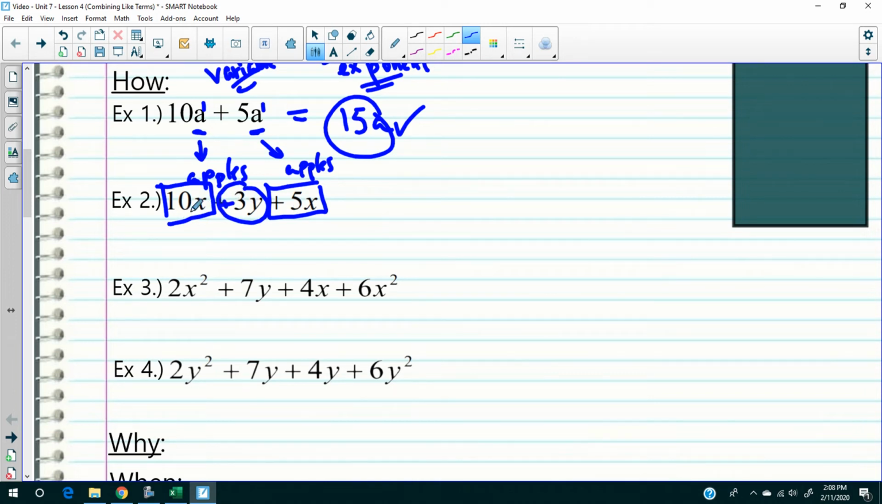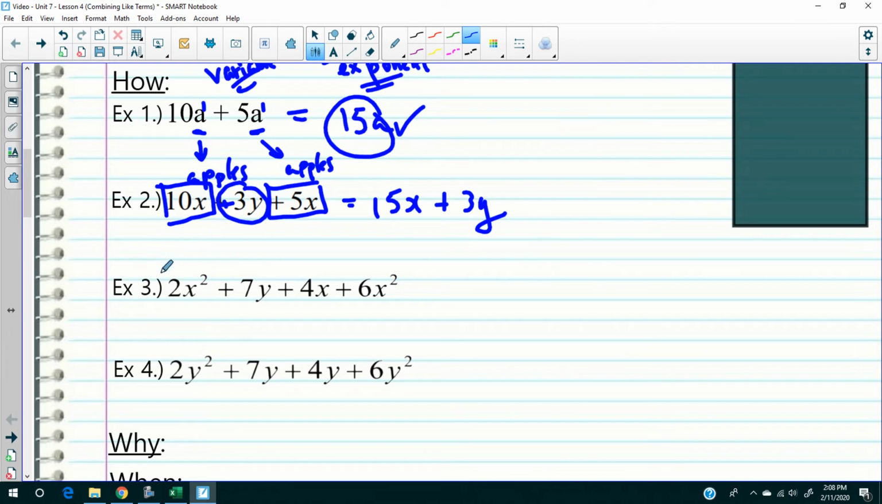So now, by the way, there's a standard way of doing this. You always do the letter that comes first alphabetically. So 10x plus 5x, what's that? 15x, kind of like this one, right? And then what's left? The 3y. Okay. All right. Now, what about this one?